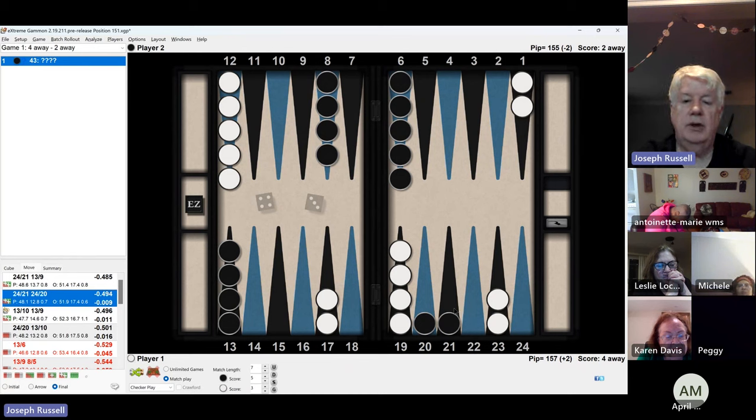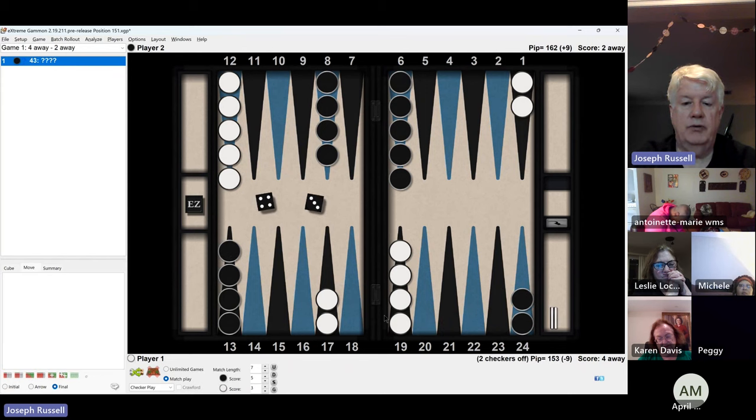This gives you an emphasis of, because if they point on you, you have a very good chance of anchoring. And if you anchor on one of these higher points, your chances of being gammoned are so small. For example, at this score, if they'd opened with a 6-1, and now you roll 4-3.